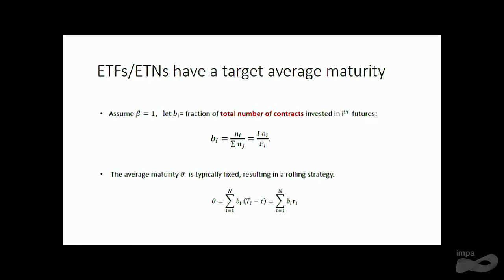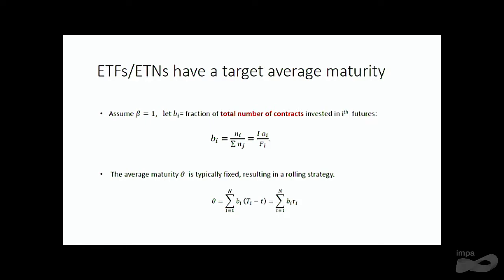Here, you assume that beta is 1, and let B_i be the fraction of the total number of contracts invested. That means the contracts on future i divided by all the number of contracts. This is very easy because it's a fraction of dollars times the total amount of assets in the fund, divided by the price of the futures contract. So this is the definition of B_i. Then the normalization to have a target average maturity is that the average weighted, the proportion of futures times the tenor, should be equal to a fixed number theta. And this gives you an equation for each B.